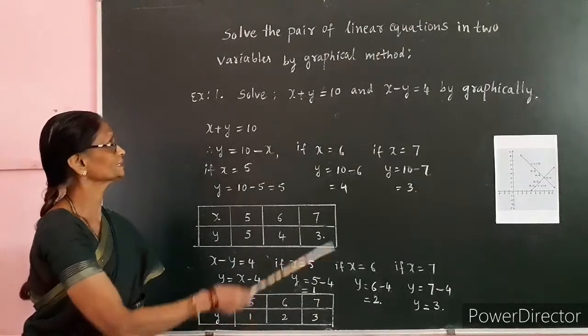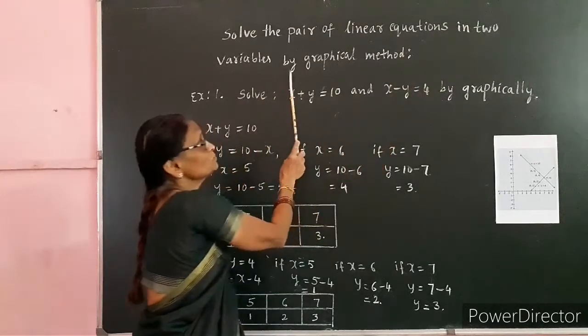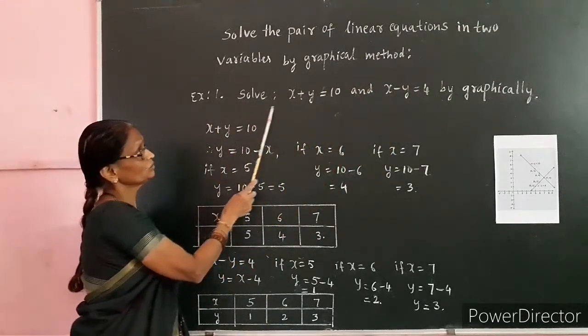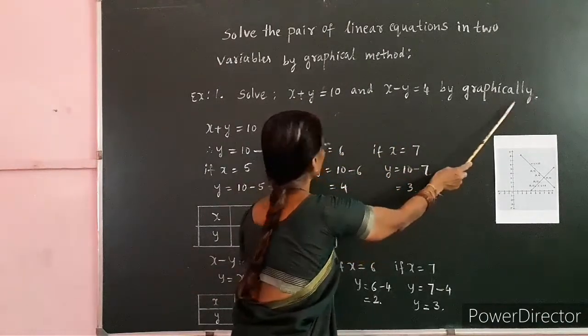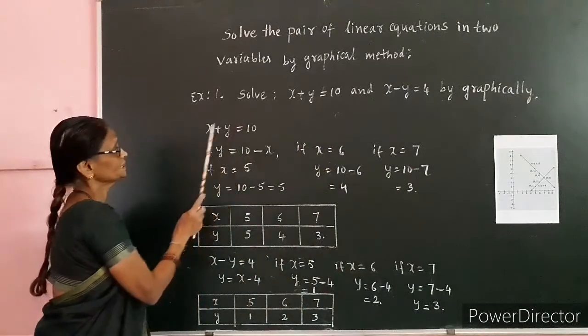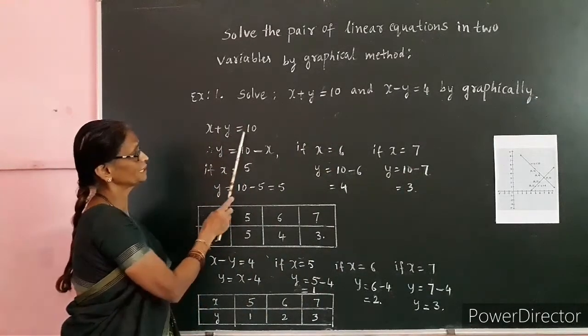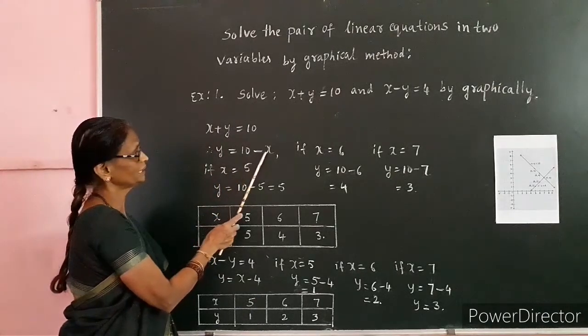Now we are moving to the next topic: solve the pair of linear equations in two variables by graphical method. Example 1. Solve x plus y equal to 10 and x minus y equal to 4 graphically. Now take the first equation, x plus y equal to 10. Now the standard form is y equal to 10 minus x. X should be transposed to the RHS. It becomes 10 minus x.